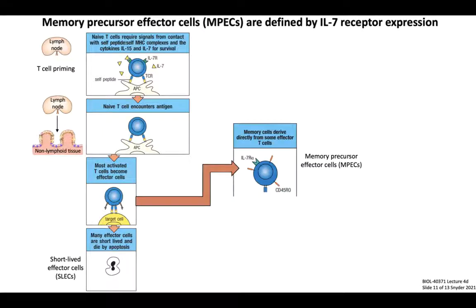Now, the majority of activated effector T cells are short-lived effector T cells, or SLECs, and these will die by apoptosis following the successful clearance of infection. However, there's also a small subset of effector T cells that maintain expression of a key cytokine receptor called the IL-7 receptor, and this gives them a survival signal in response to the cytokine IL-7. So these IL-7 receptor positive effector cells are called memory precursor effector cells, or MPECs, and these are responsible for forming memory T cell pools after the resolution of infection. And just note that this occurs for both CD4 and CD8 positive T cell subsets.